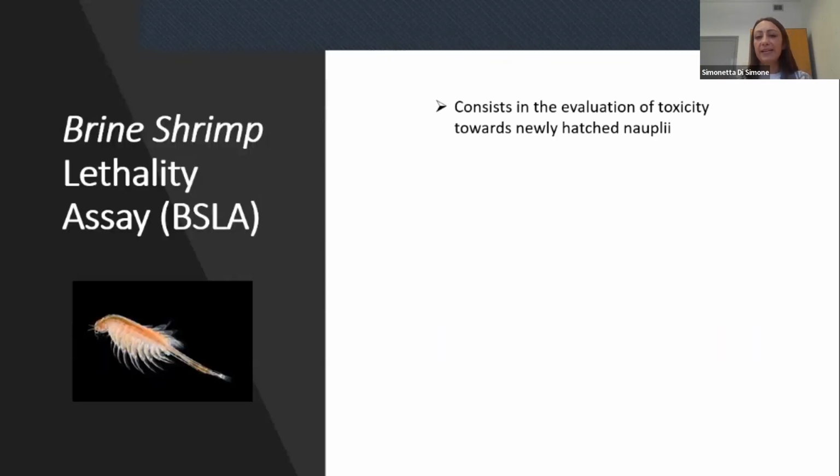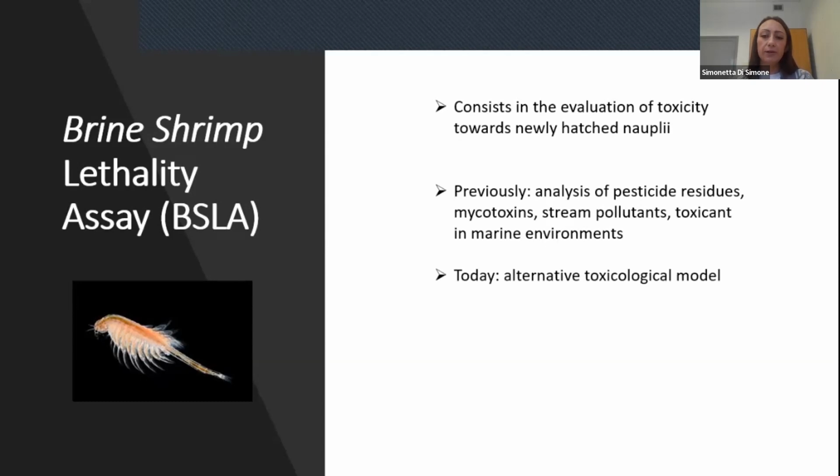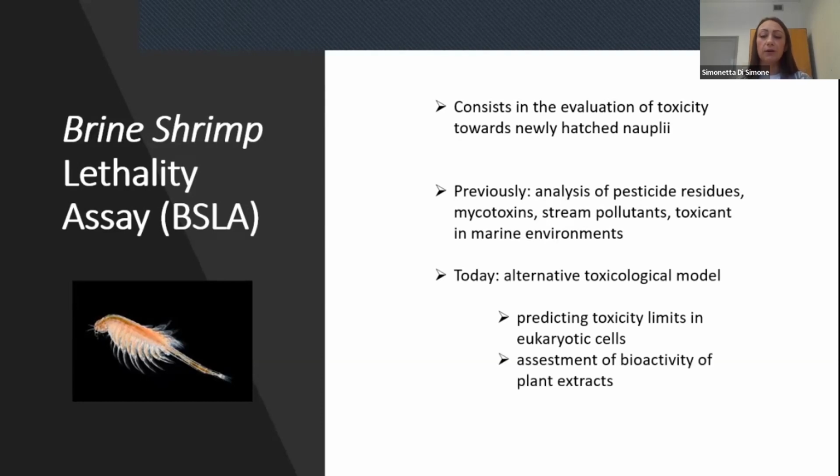The brine shrimp lethality assay consists in the evaluation of toxicity towards the newly hatched nauplii you have seen. This test was previously used in the analysis of pesticide residues, mycotoxins, stream pollutants, and toxicants in marine environments, but today it is recognized as an alternative toxicological model for predicting toxicity limits in eukaryotic cells and the assessment of bioactivity of plant extracts.